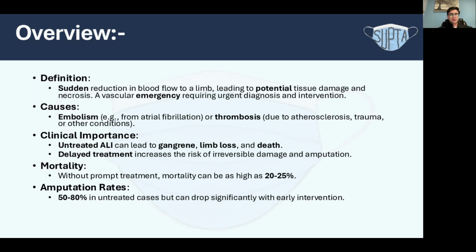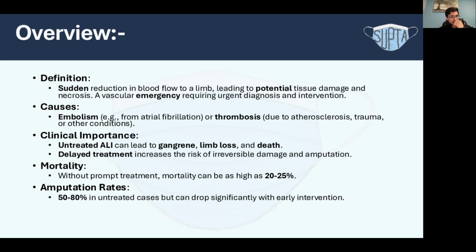So in terms of the clinical importance, untreated acute limb ischemia, as I said, could lead to necrosis, which could then lead to gangrene, which could then lead to limb loss. It could also lead to death. So obviously, death is death. In terms of limb loss, that would require an amputation, which is something that we try to avoid. That's the biggest thing we're trying to avoid with acute limb ischemia.